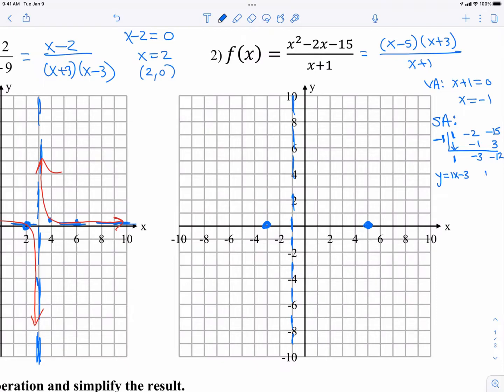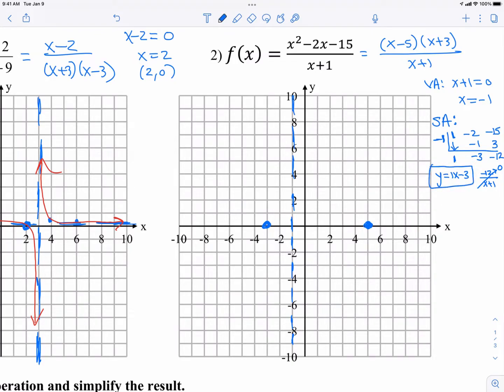And that's because the remainder is -12 over x plus 1, but that is going to go towards 0 when x goes towards infinity. So our slanted asymptote is this equation, y equals 1x minus 3. Let's go ahead and graph that.